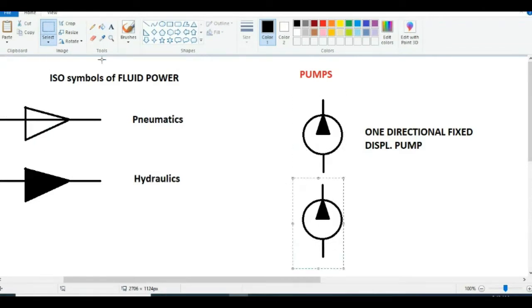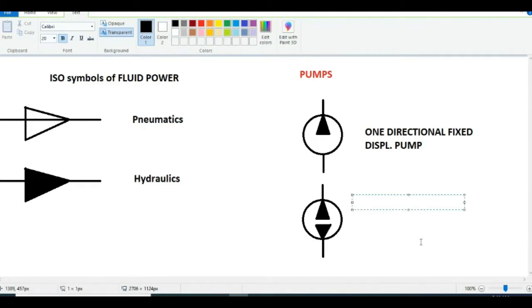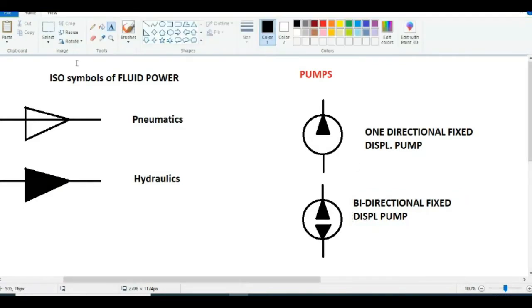If you draw the same symbol and show the arrow in both directions, and fill it, the name of this pump is a bidirectional fixed displacement pump. Fluid is flowing in both directions. This is about the bidirectional pump. And in both cases we can have variable displacement.